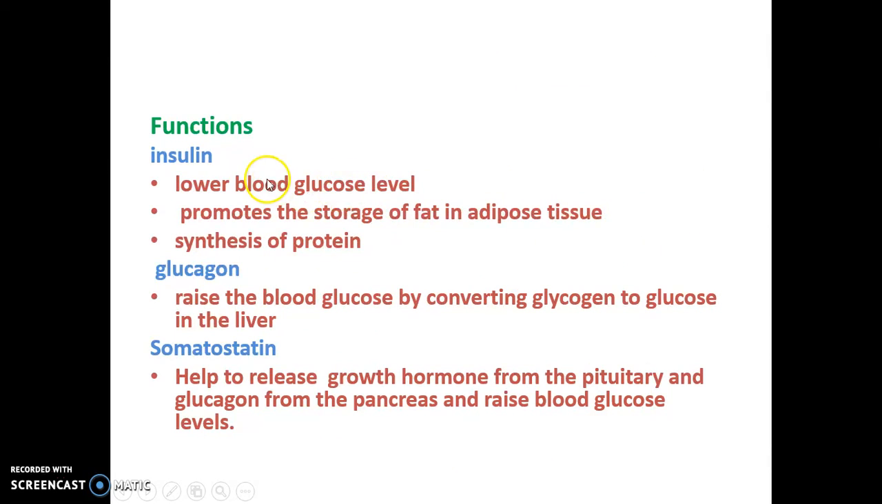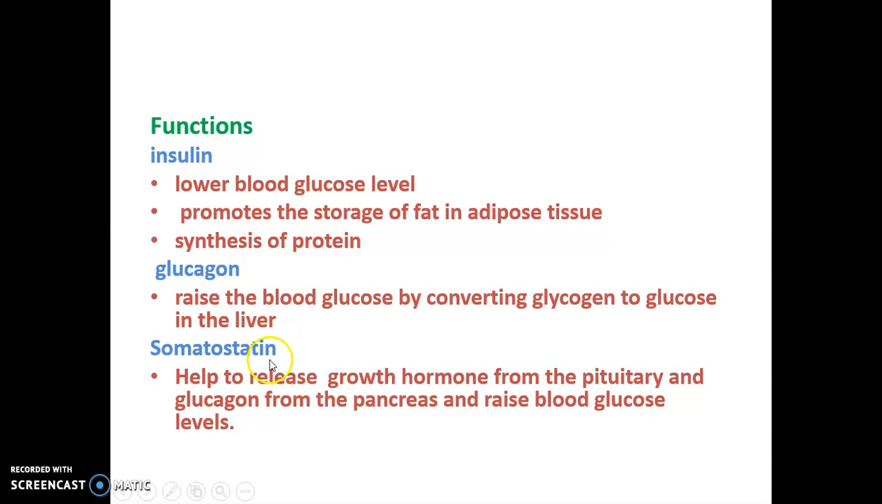Next, see the functions of these hormones. What is insulin doing? Insulin lowers the blood glucose level. It also promotes storage of fat in adipose tissue and synthesis of protein. The important point is that insulin lowers the blood glucose level. Next, glucagon. It has the opposite function of insulin. Glucagon raises the blood glucose level by converting glycogen to glucose. So glucagon increases the blood glucose level while insulin decreases it.